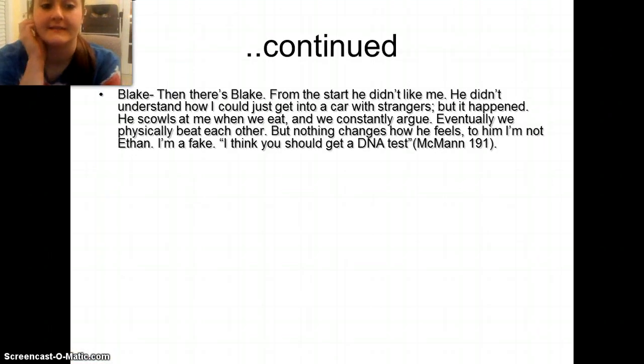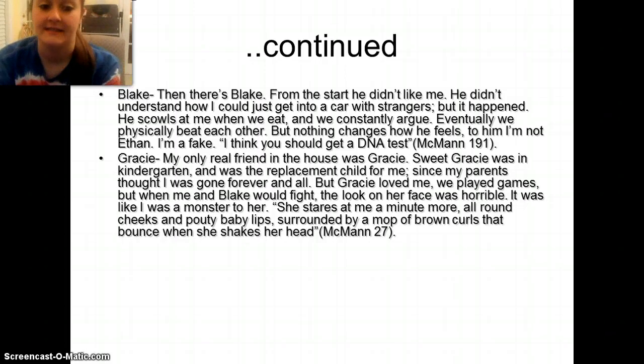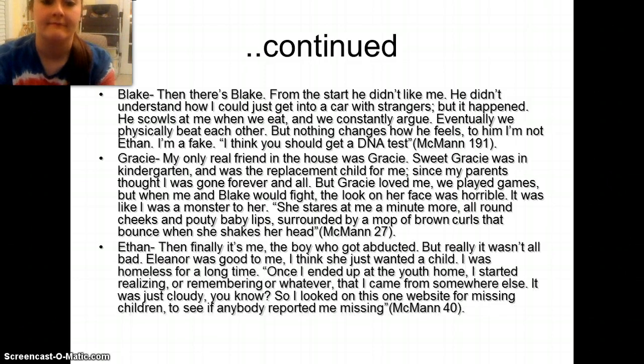Blake is, like I said, Ethan's younger brother. He feels very threatened by Ethan because for such a long time, Blake never understood what was happening because he was so little. And there's a lot of tension between him and Ethan throughout the entire book. And Gracie, throughout the book, is in kindergarten. And like I said, she was the replacement child for Ethan. That was really Ethan's only real friend, sibling-wise, in the household.